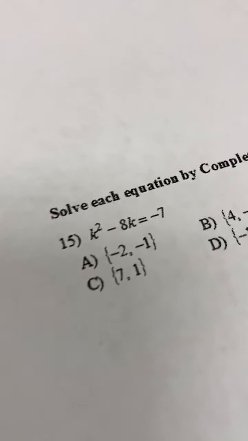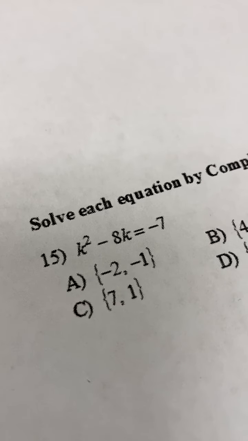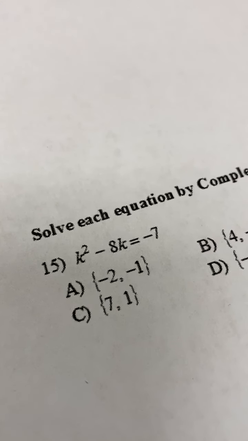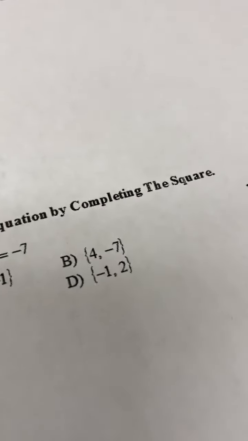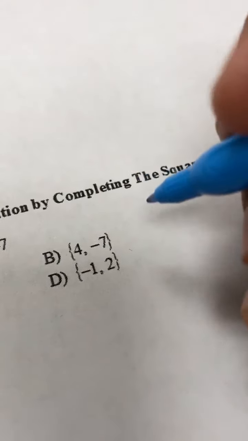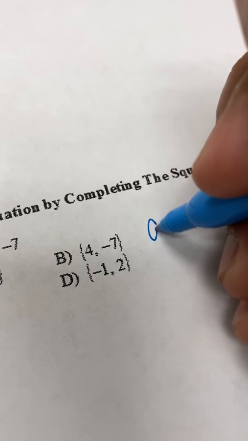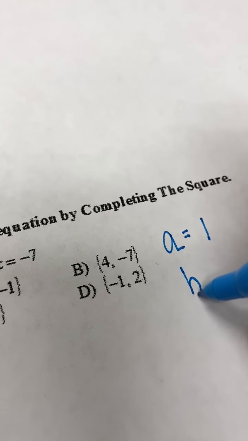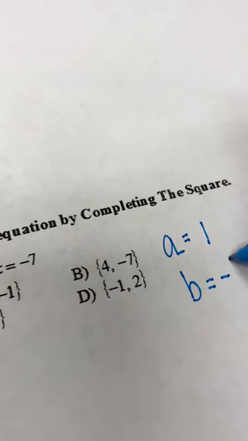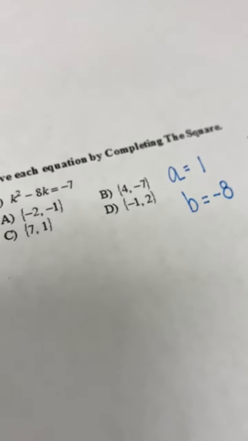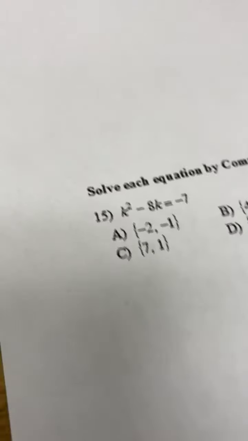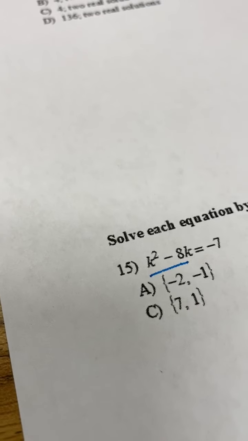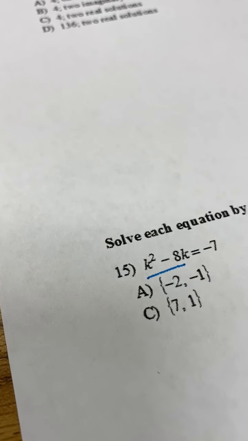So here we go. k squared minus 8k equals -7 is not written in standard form, but I'm going to keep it like that. What I am going to do first is identify my variables. My a value is 1. My b value is -8. Completing the square means this part right here, where it has 2 terms, I need to make into a perfect square trinomial.